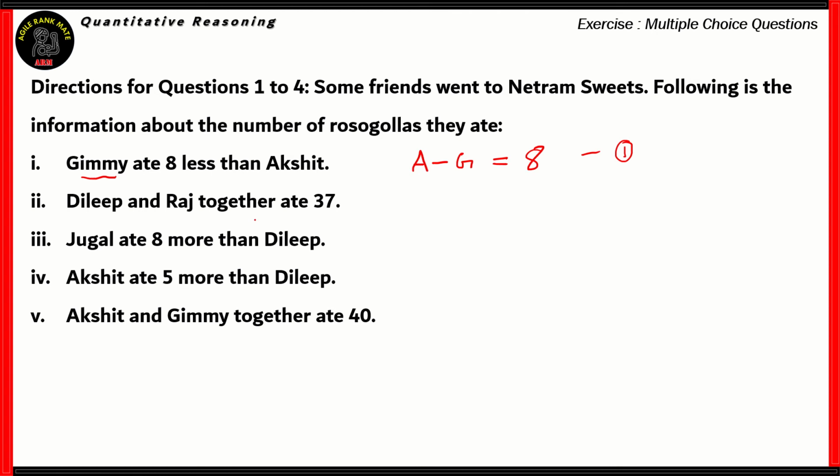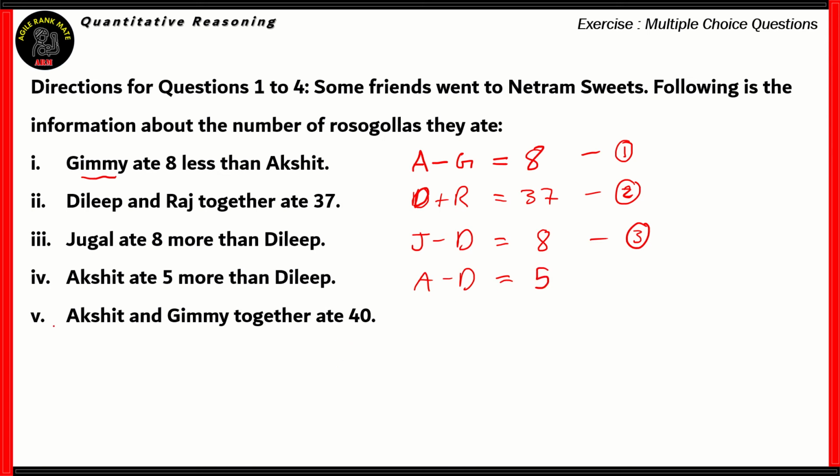Now for equation 2. Dilip and Raj together ate 37. So that means D plus R is going to be equal to 37 rasgullas. That's equation 2. Equation number 3. Jugal ate 8 rasgullas more than Dilip. So that means J minus D is equal to 8. This is equation 3. Equation 4 says that Akshit ate 5 more than Dilip. So that means A minus D is equal to 5.